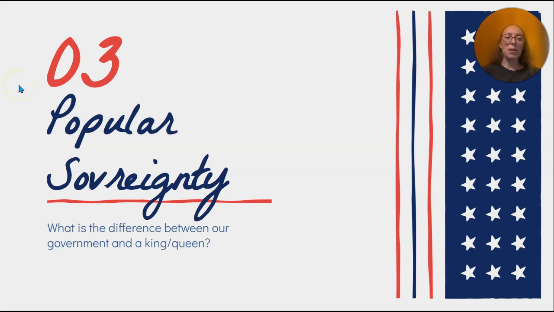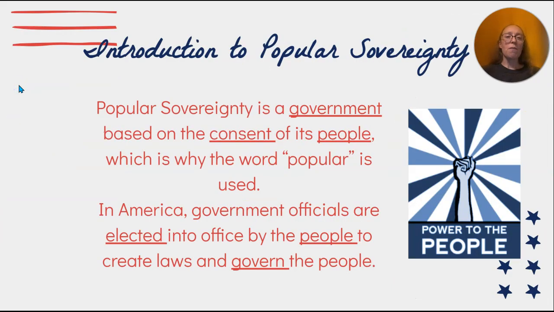This is about popular sovereignty, one of the core principles of the Constitution. So, first of all, popular sovereignty is a government based on the consent of its people, which is why the word popular is used. You'll notice that popular and people sound pretty similar. They're the same root word. In America, government officials are elected into office by the people to create laws and govern for the people. So, power to the people. The key here, popular sovereignty, is about people.